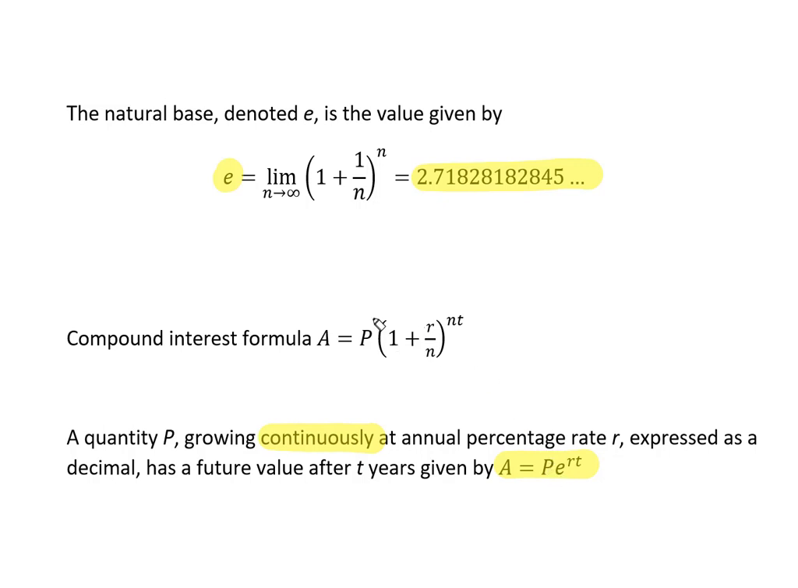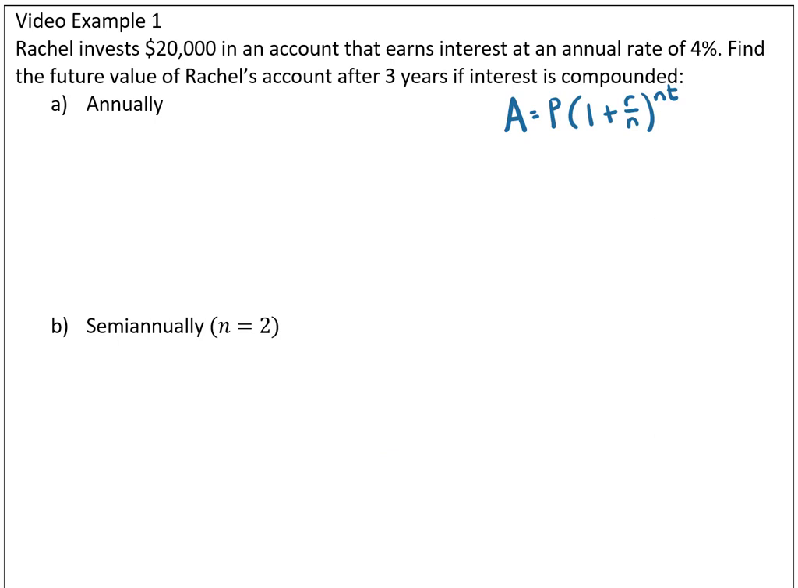This is example 1, and this one will be example 2. For our first and second example, we have the same situation. Rachel will be investing $20,000 into an account that earns interest at an annual rate of 4%. What we're going to do is find the value of Rachel's account after 3 years if interest is compounded at different times. So for the first one, it says compounded annually, then semi-annually, then weekly, and then we will also see what happens when it gets compounded continuously.